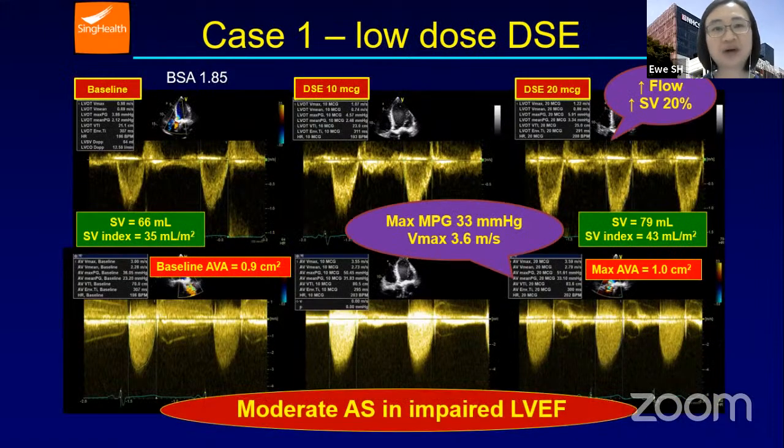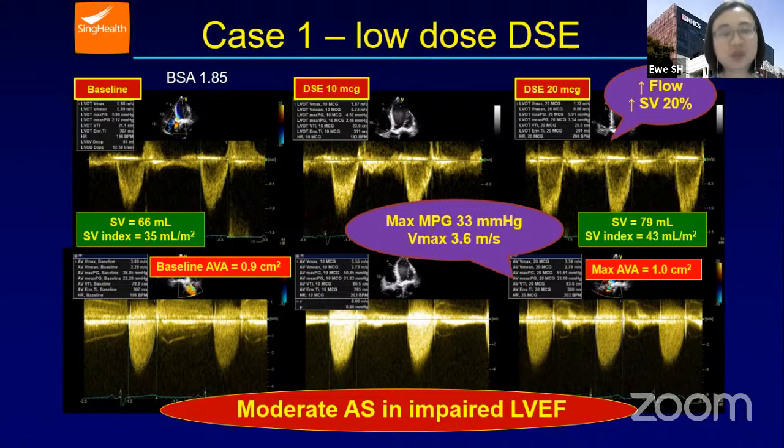So we go back to our case number one. We gave the low dose dobutamine stress, and we were able to increase the flow by more than 20%. That is enough of what we call flow reserve. However, the mean gradient did not go beyond 40, and the Vmax is only 3, and we were able to open the valve area just above 1.